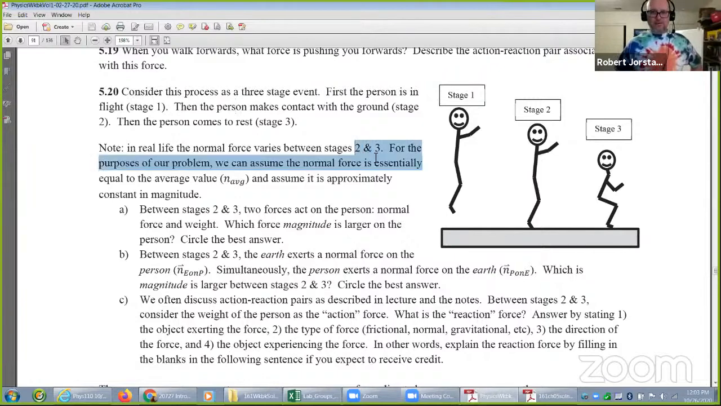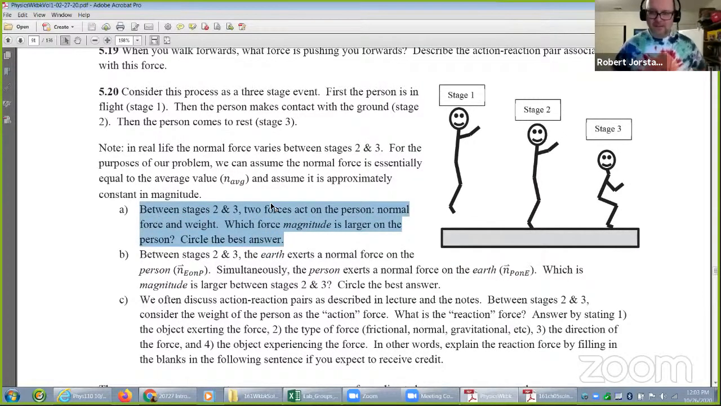Okay, and so we see the normal force is varying. Okay, so there's two forces on the person. Oh, okay. So when we look at this one, between stages 2 and 3, it's asking which force is larger on the person. When it says that, does this make you think of Newton's second law or Newton's third law?